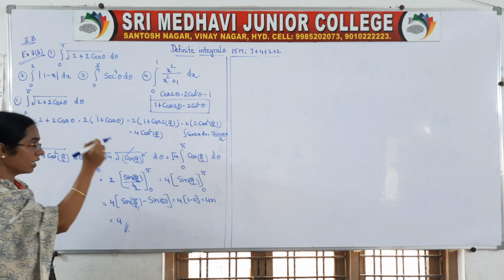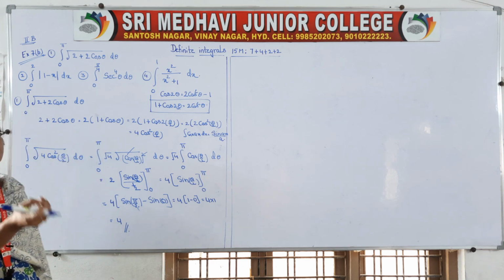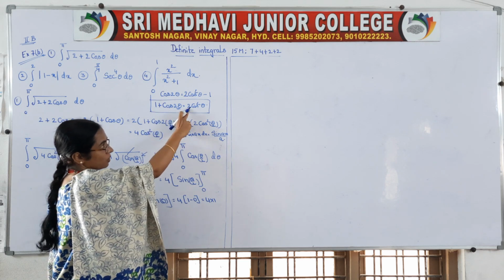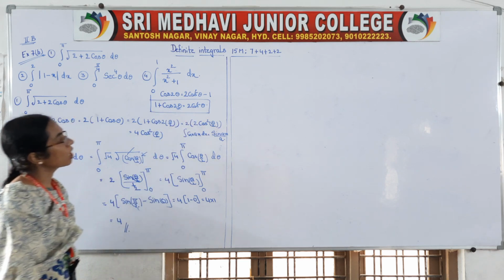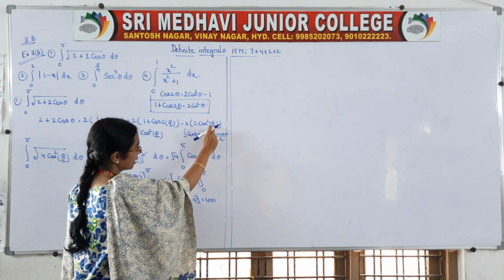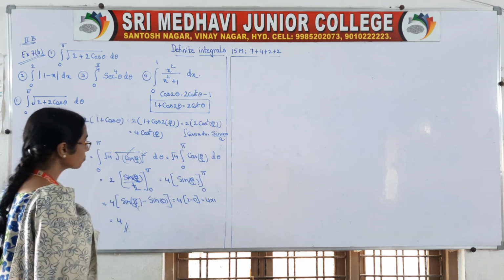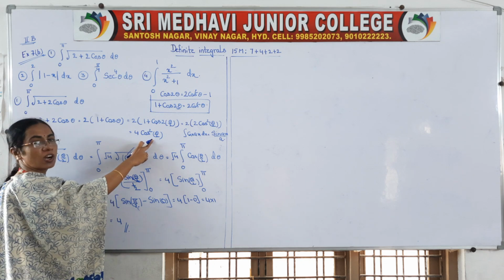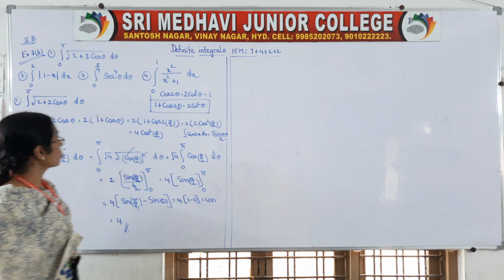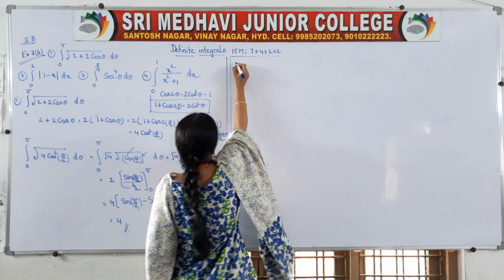Instead of theta, we are multiplying and dividing with 2 theta by 2. So once this is in this form, in its place we can take 2 cos square theta. Okay, so 2 cos square theta by 2. 2 2s are 4. You got this answer. Now apply the formula.